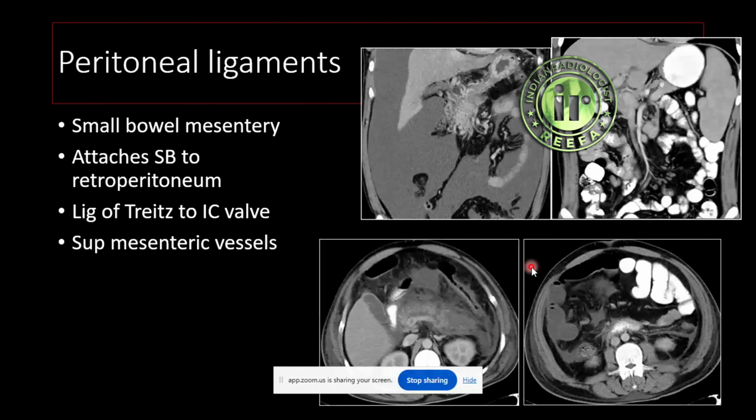The small bowel mesentery starts off from the ligament of Treitz at the DJ flexure to the ileocecal region, and it suspends the small bowel in the abdominal cavity. The superior mesenteric vessels are the hallmark for this ligament, and it is very easy to identify the small bowel mesentery on your CT scan.